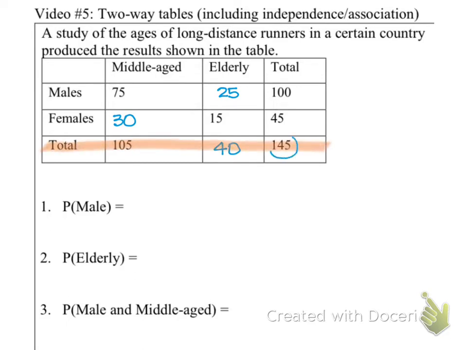So remember, this whole table total at the bottom. If we add the 105 and the 40 together, we have to get 145. Additionally, we can take a look at that column and do 100 plus 45. We have to get 145. Okay, so it looks like our table is complete. Now we just need to be able to answer some questions.